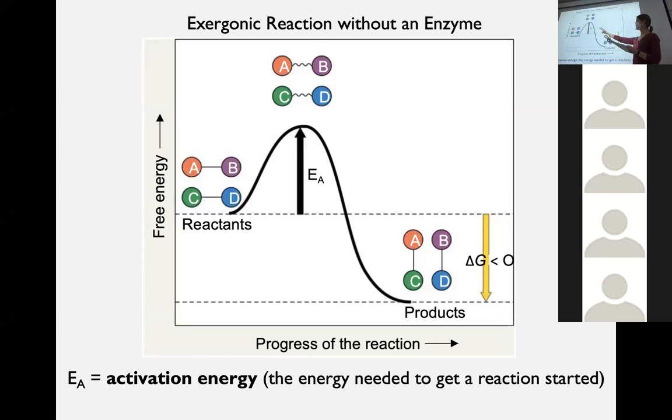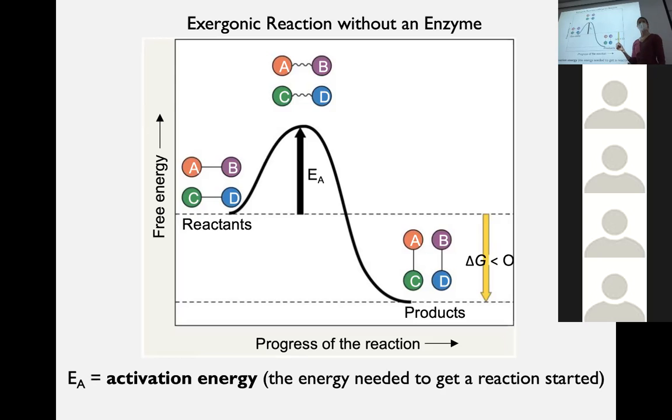So what we're doing here is basically just switching what's bonded to what. So at first A is bonded to B, C is bonded to D, and we want to end up with A and C together and B and D together. So we're just switching what two things are bonded to each other. And that first energy hump that these reactants need to get over is called activation energy. So activation energy, or E subscript A, is where the enzyme comes into play. And I'll show you what I mean by that on the next slide.